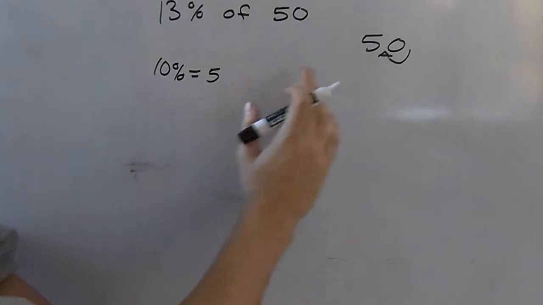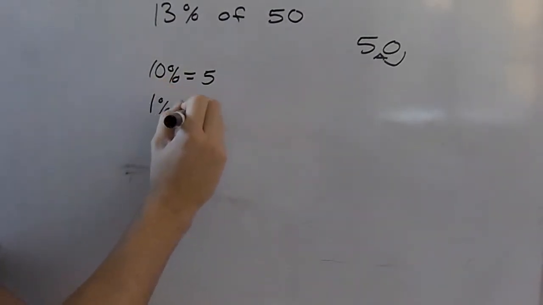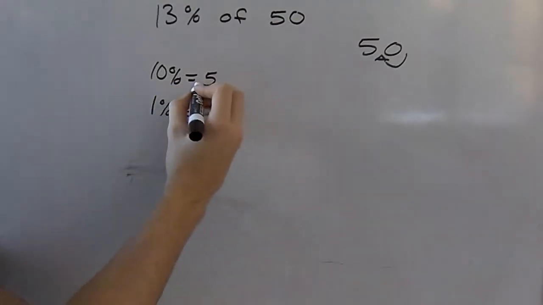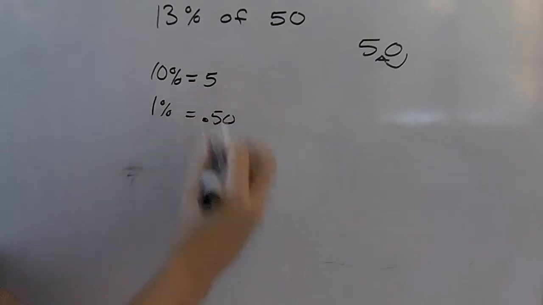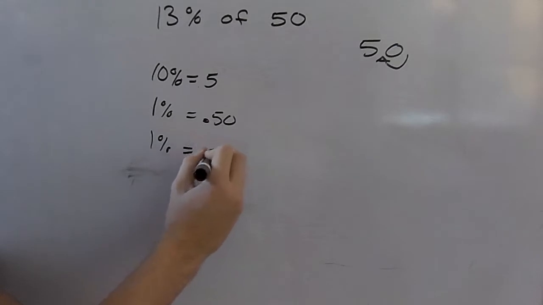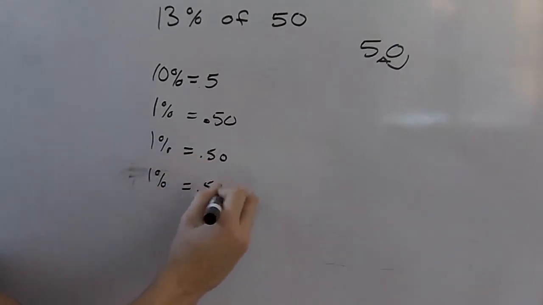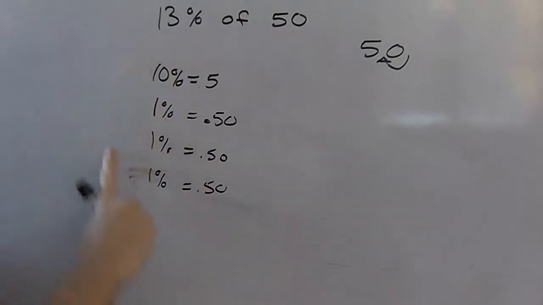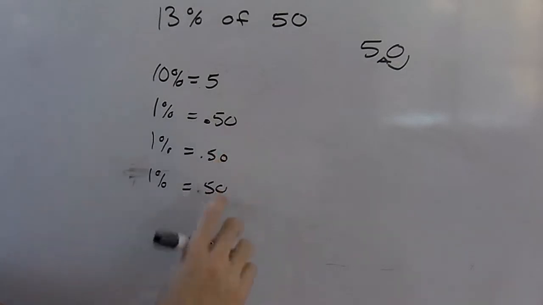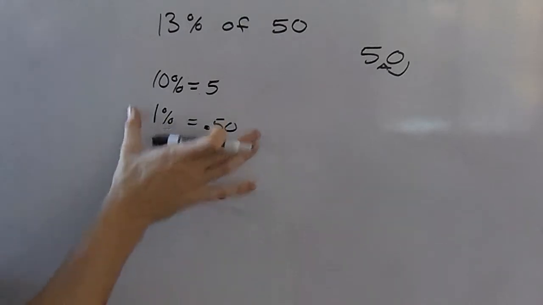Okay? So what I'm going to do now is figure out what 1% equals. So I know 1% would be 10% of this. So the decimal would go back one more space, and I would get 0.50. And so I know another 1% would be 0.50. And another 1% would be 0.50. And so total here, we have 13%. So I have 5 plus 0.5 plus 0.5 plus 0.5. Now, if you add up your 3 0.5s, you get 1.5.